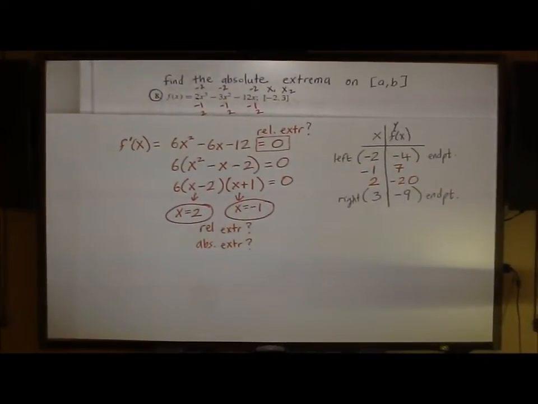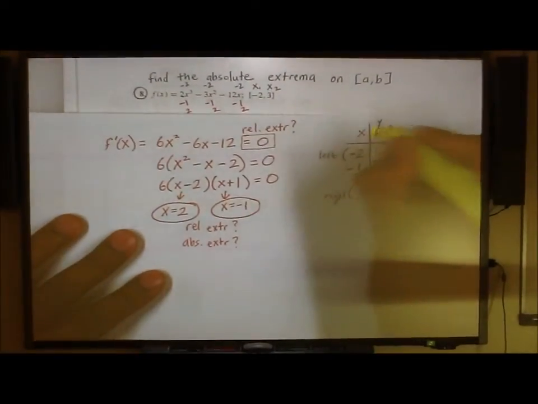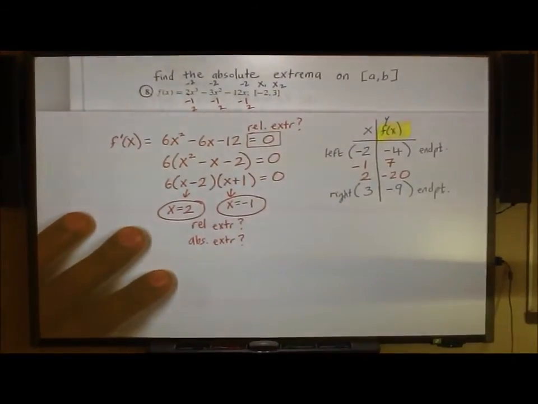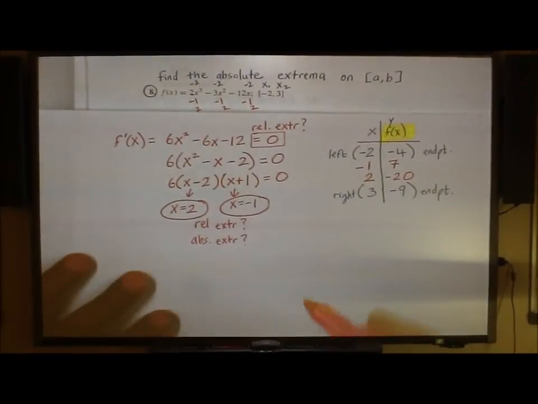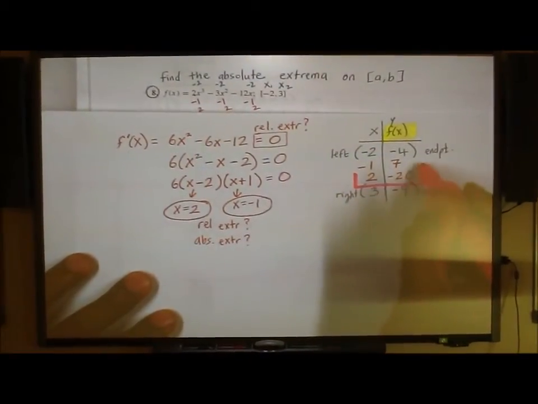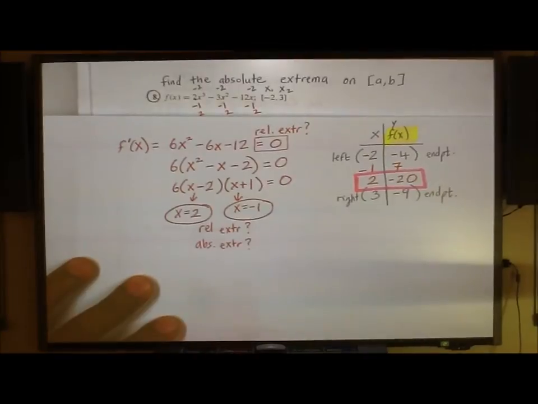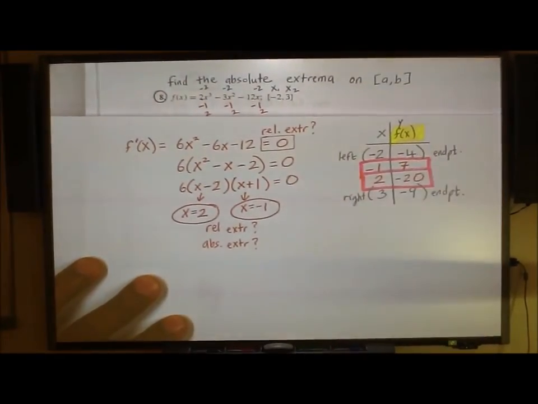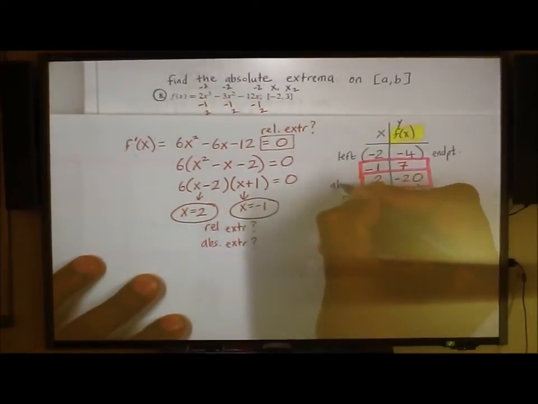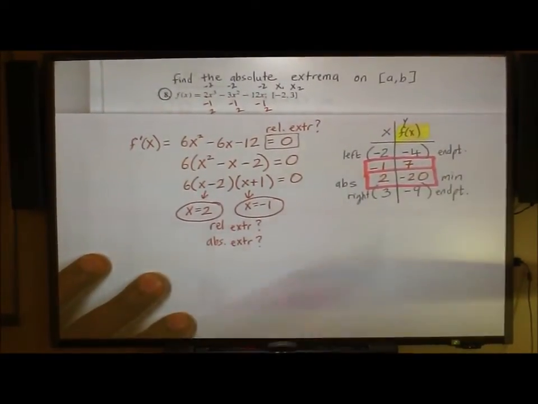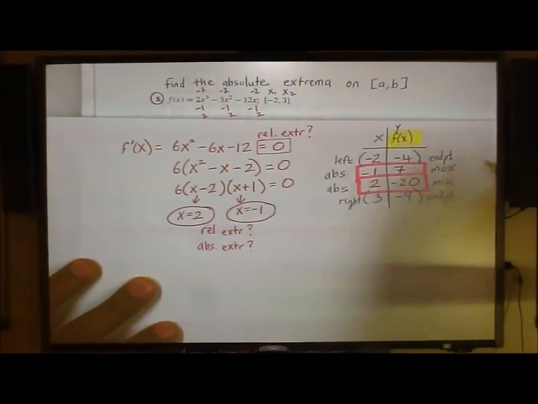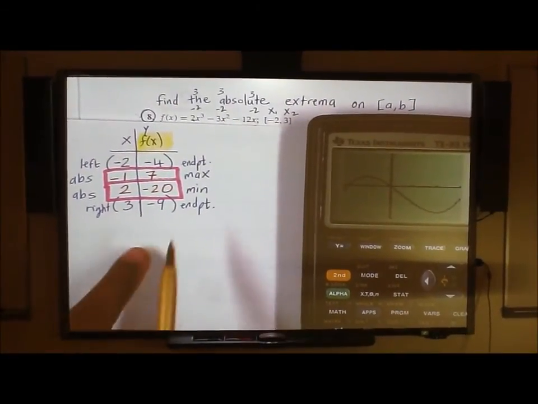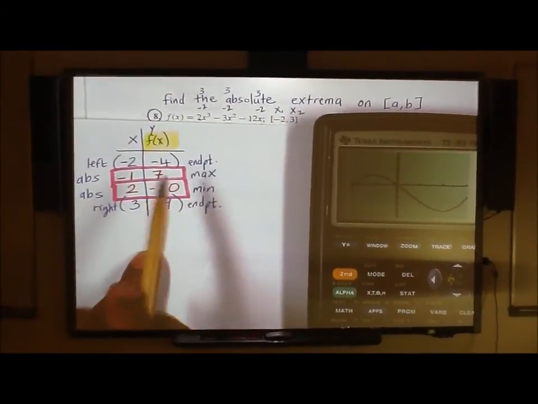Now what I want to do is pay close attention to the y values and figure out which one of these is the lowest and which one of these is the highest. So if you take a look at all your y values, the lowest y value occurs here. And the highest one occurs here. The lowest one is called your absolute minimum, and the highest y value is called your absolute maximum value. So we have our answer. We've located the absolute minimum and the absolute maximum value.